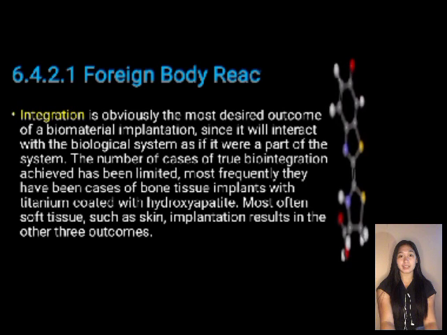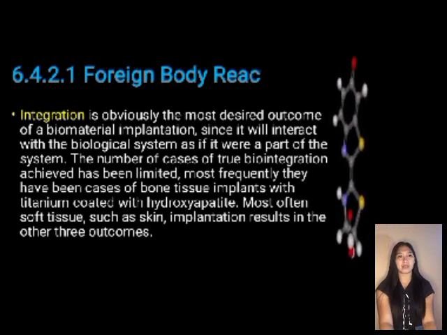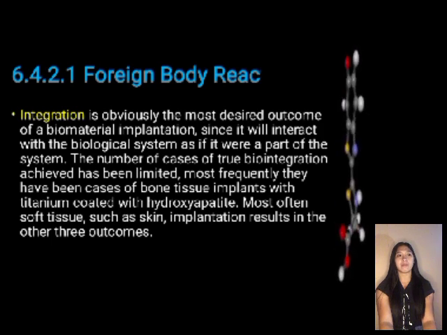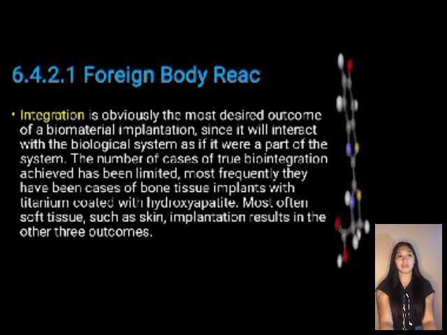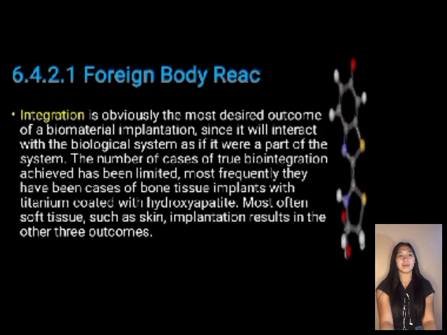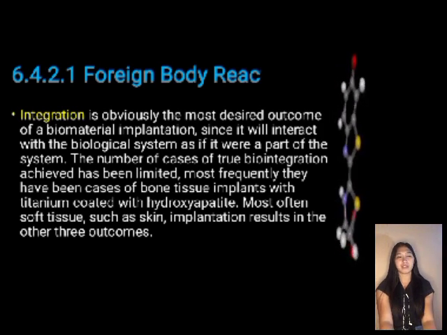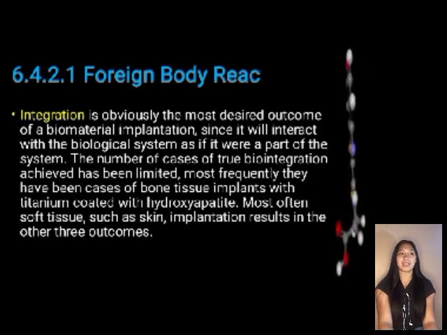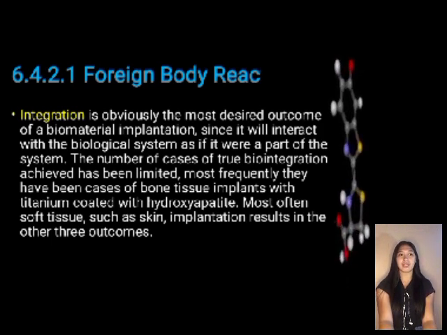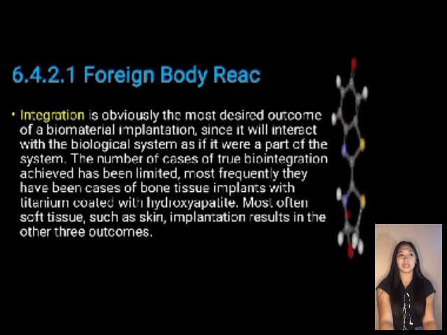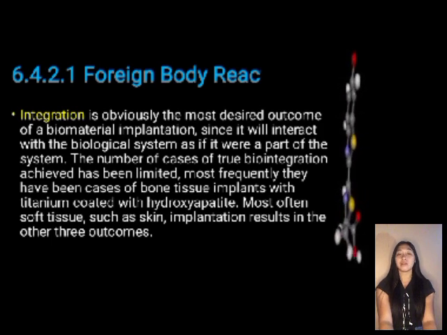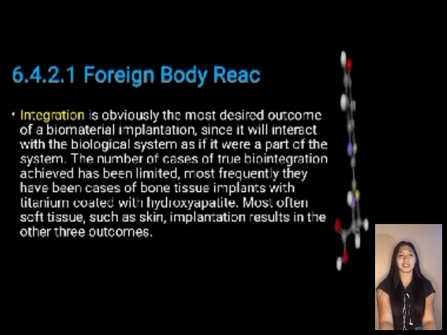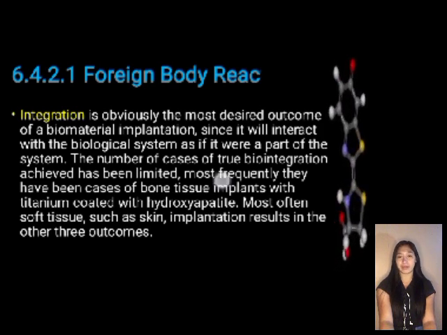So integration is obviously the most desired outcome of a biomaterial implantation, since it will interact with the biological system as if it were a part of the system. The number of cases of true biointegration achieved has been limited. Most frequently, there have been cases of bone tissue implants with titanium coated with hydroxyapatite. Most often, soft tissue such as skin implantation results in the other three outcomes.